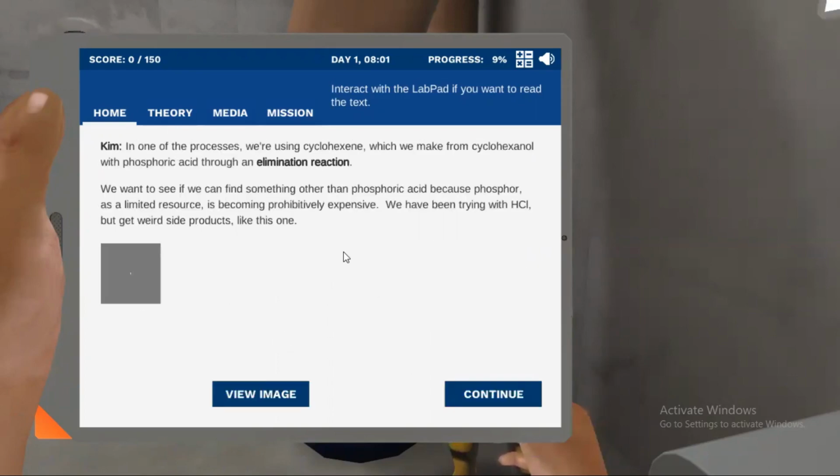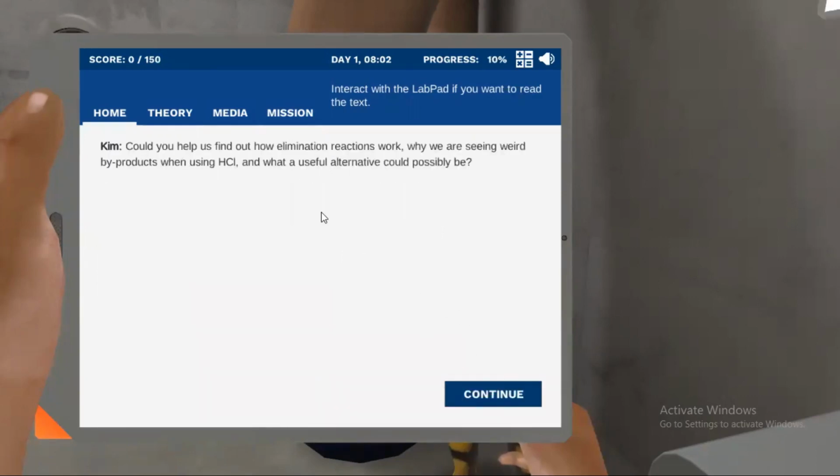In one of the processes, we're using cyclohexene, which we make from cyclohexanol with phosphoric acid through an elimination reaction. We want to see if we can find something other than phosphoric acid because phosphor, as a limited resource, is becoming prohibitively expensive. We have been trying with hydrochloric acid, but get weird side products, like this one. Could you help us find out how elimination reactions work, why we are seeing weird byproducts when using hydrochloric acid, and what a useful alternative could possibly be?